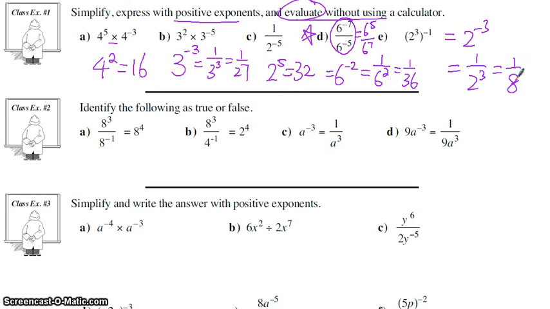All right, example number 2. Identify the following as true or false. All right, you divide the powers. What do you do? You subtract the exponents. 3 minus negative 1. Minus, minus, you add them. Perfect, true.